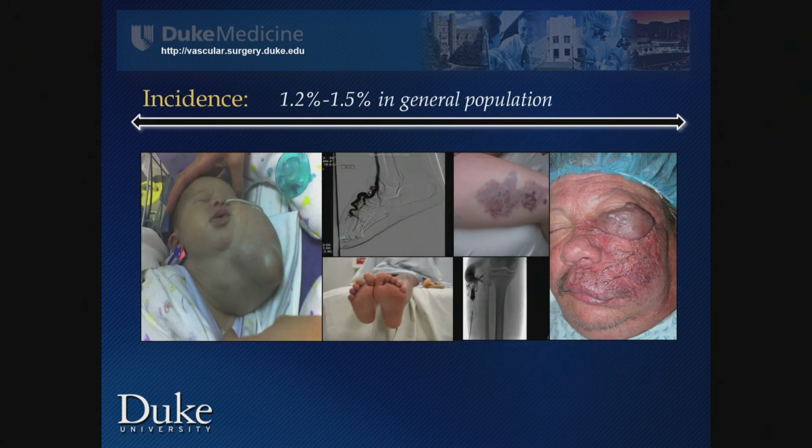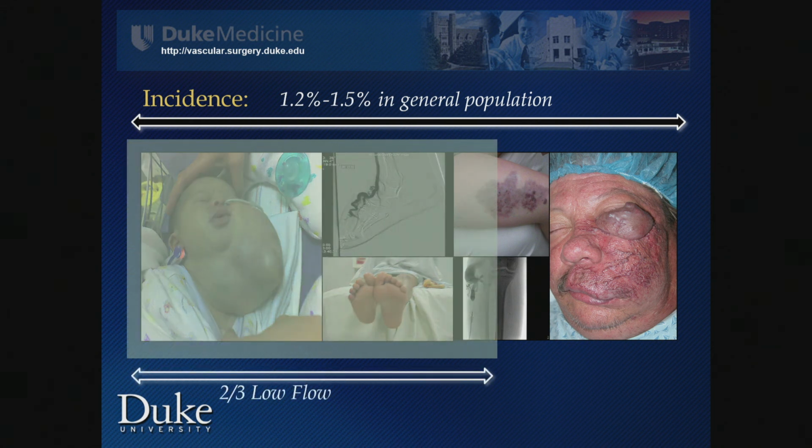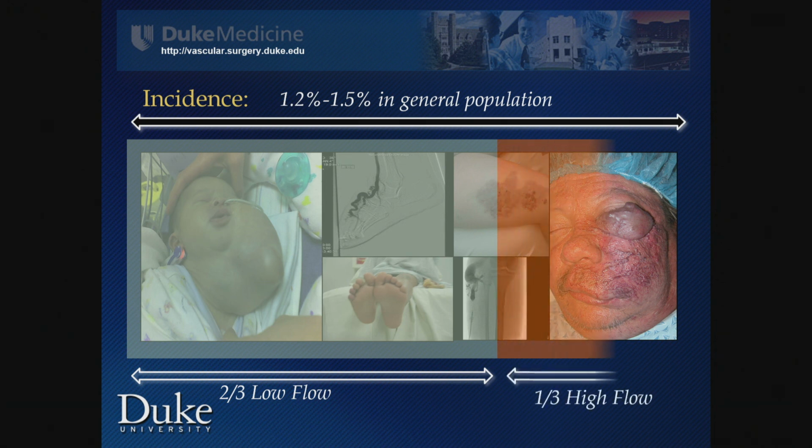The incidence is about 1.2 to 1.5% in the general population, and of these, about 2/3 are going to be low-flow malformations, and 1/3 will be the high-flow variety. And high flow would be what you all typically think of as the AVM, or arteriovenous malformation.